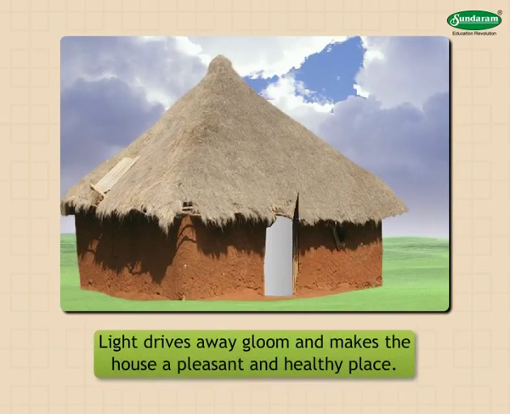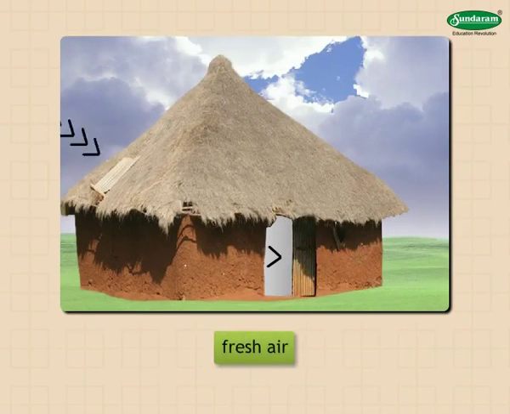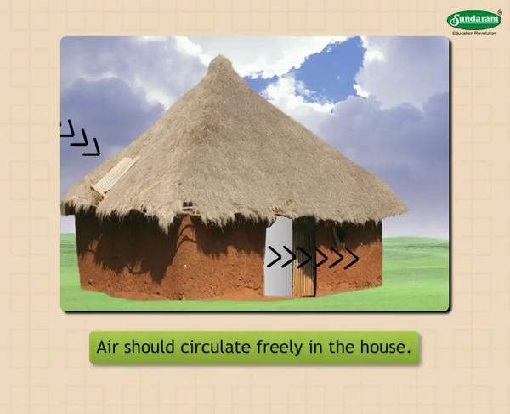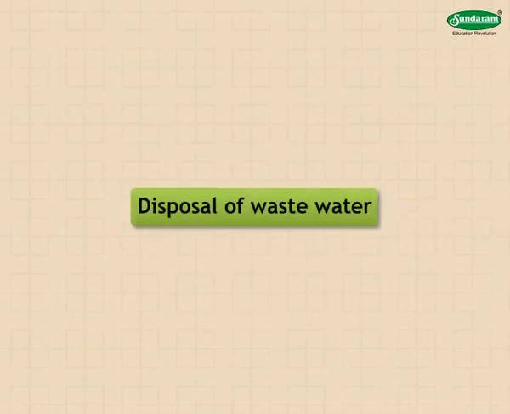Besides light, fresh air is an important factor. Air should circulate freely in the house. The atmosphere in a well-ventilated house such as this is disease-free, and the growth of germs because of humidity is also curbed.